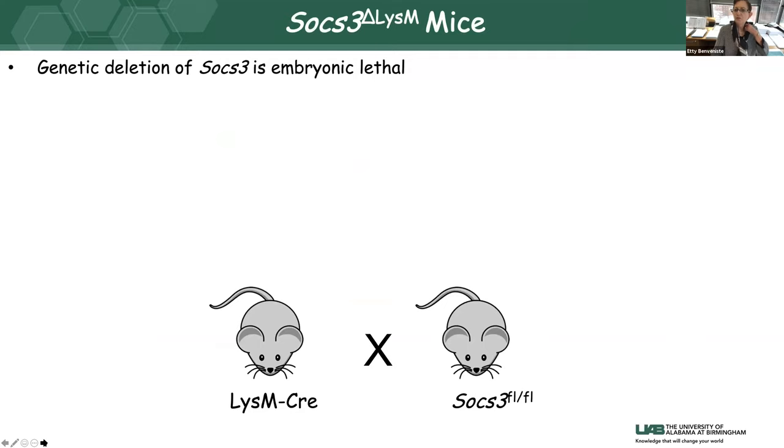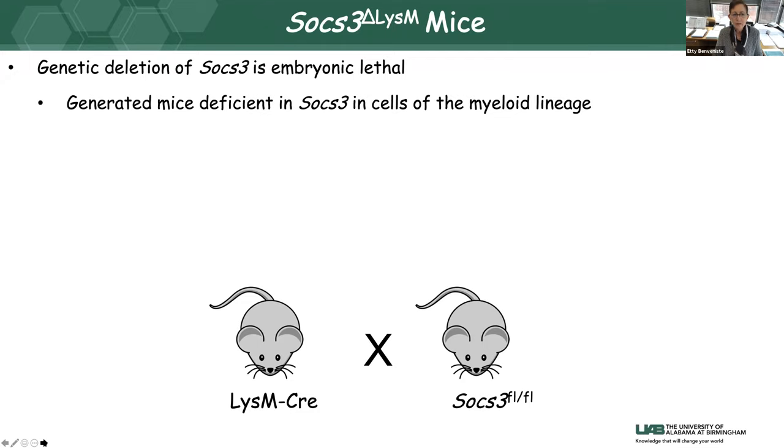And to do this, we generated mice that were deleted of SOX3 in myeloid cells. The first thing I should tell you is why we chose SOX3. This is a protein that we've been studying for quite a few years in terms of how it regulates functionality in myeloid cells as well as astrocytes. So we knew a lot about how it worked. What is known is that genetic deletion of SOX3 is embryonic lethal.